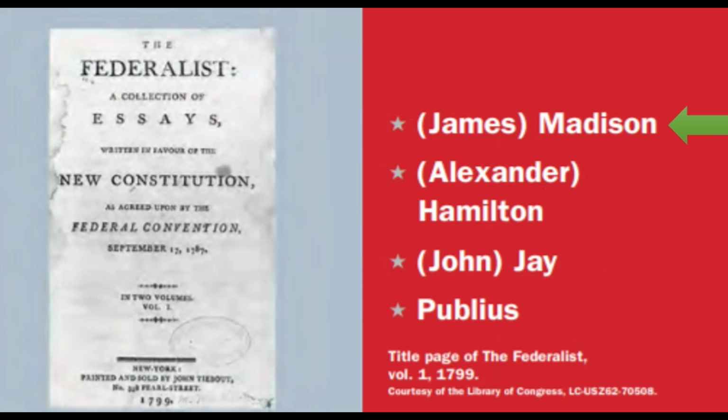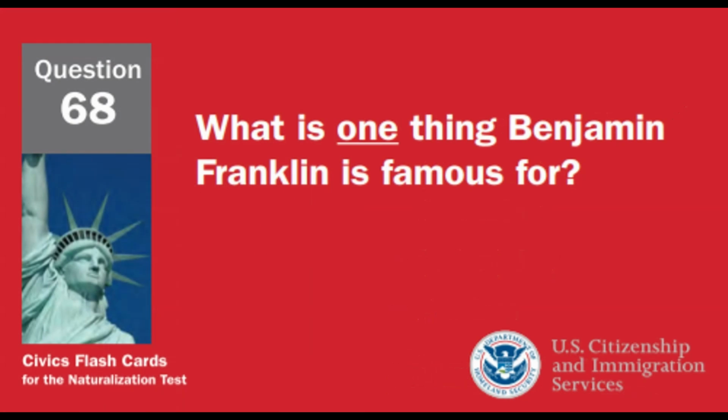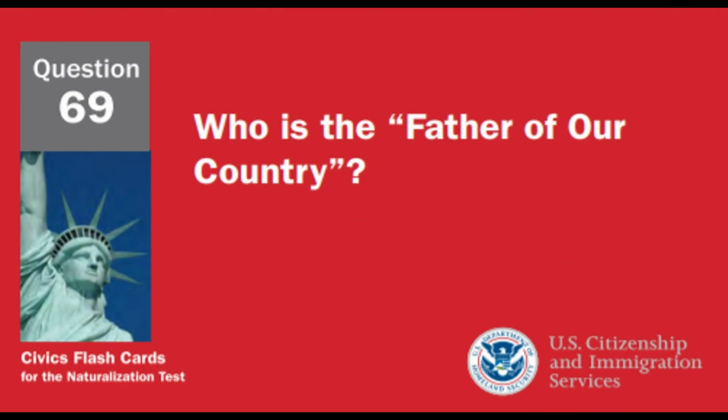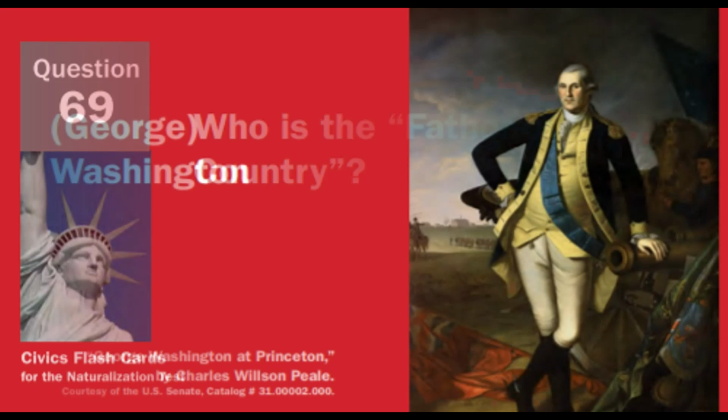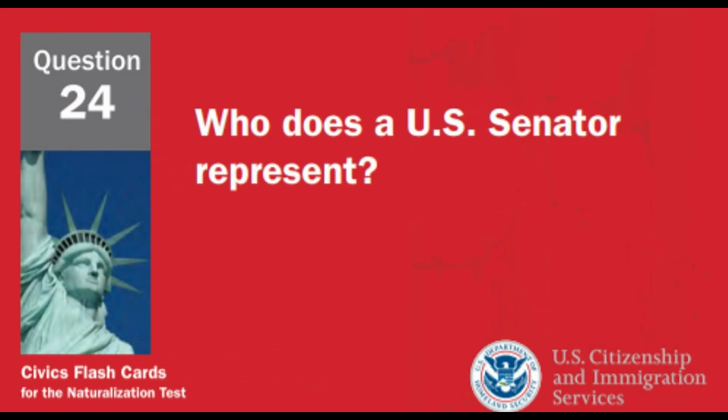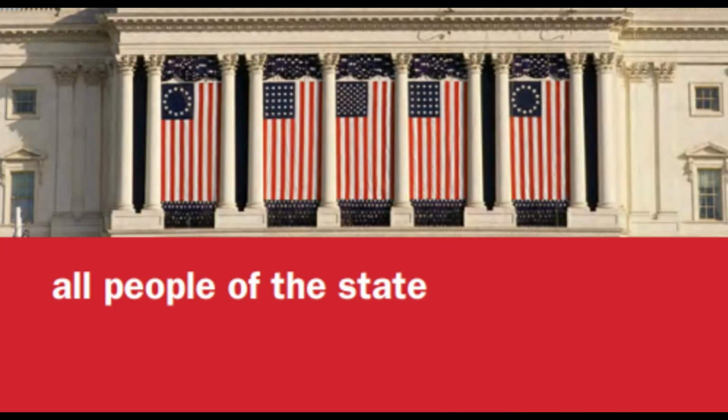James Madison. What is one thing Benjamin Franklin is famous for? U.S. diplomat. Who is the father of our country? George Washington. Who does a U.S. Senator represent? All people of the state.